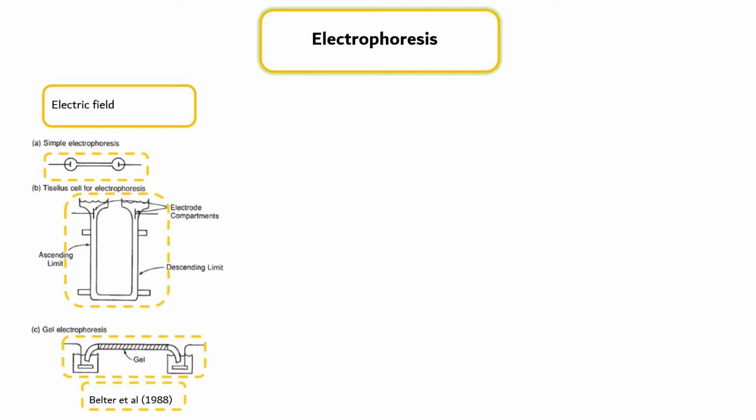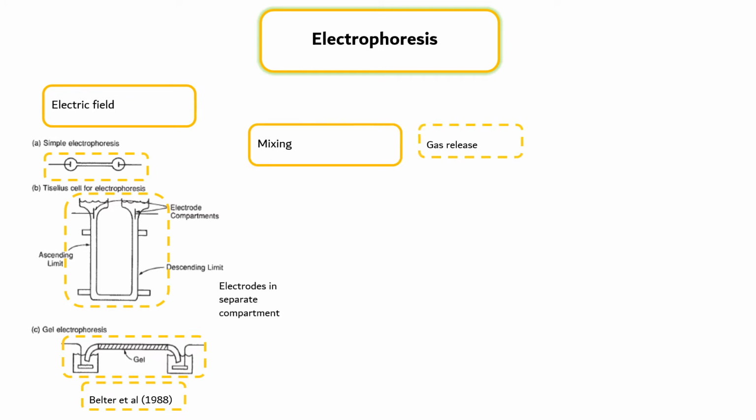One major problem in electrophoresis is to avoid mixing. Mixing caused by a gas released at the electrodes can be avoided by placing the electrodes in separate compartments, as in figure B and figure C. Mixing caused by separating different fractions of solution after the electric field is applied can be minimized by careful design.